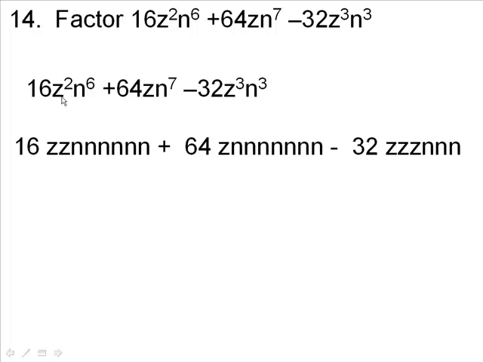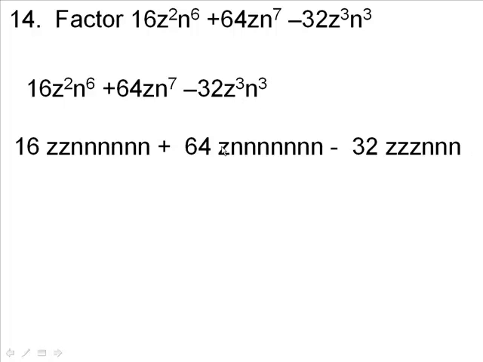We have two z's, and we have 6 n's right here. Then we have our 64. We have one z, and we have 7 n's: 1, 2, 3, 4, 5, 6, 7. We have 32 with 3 z's and 3 n's. There's 3 z's and 3 n's.